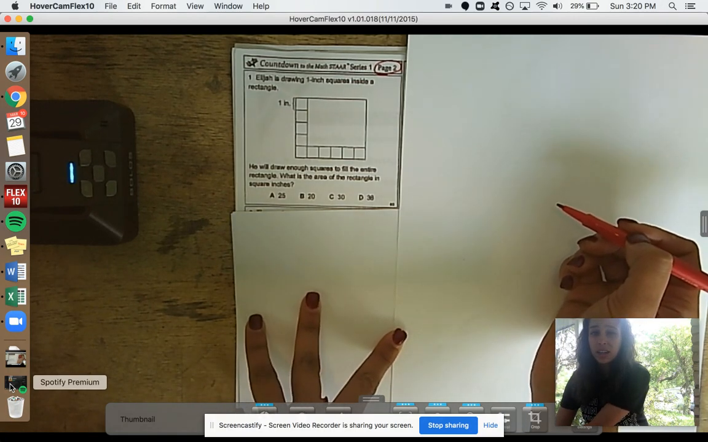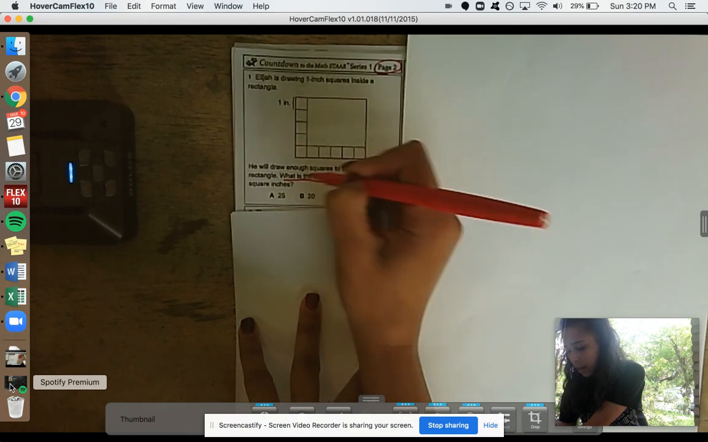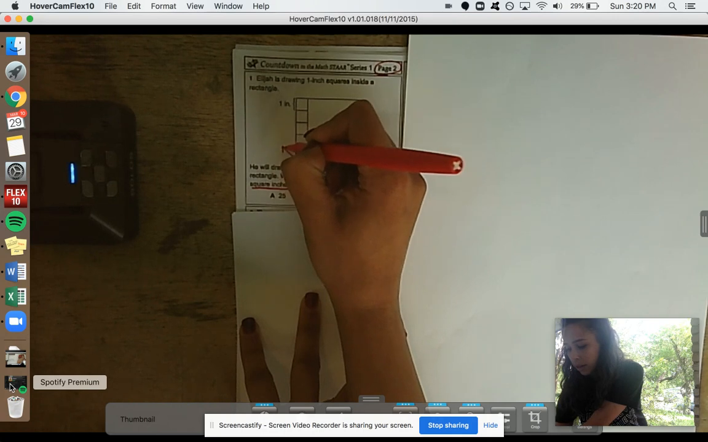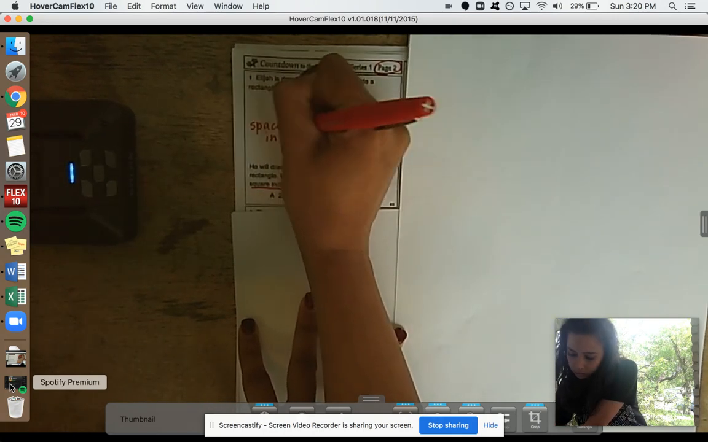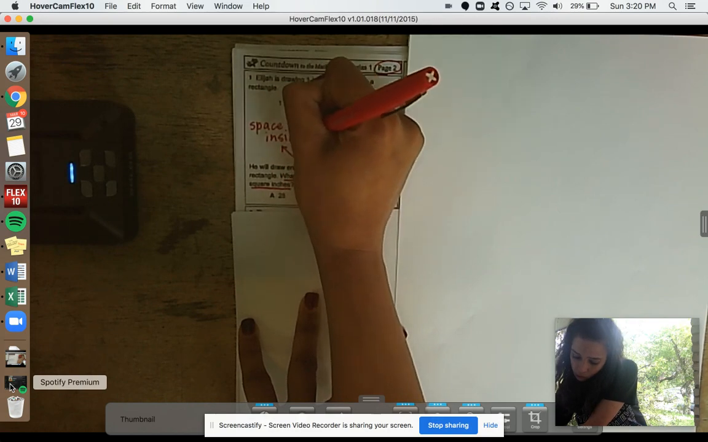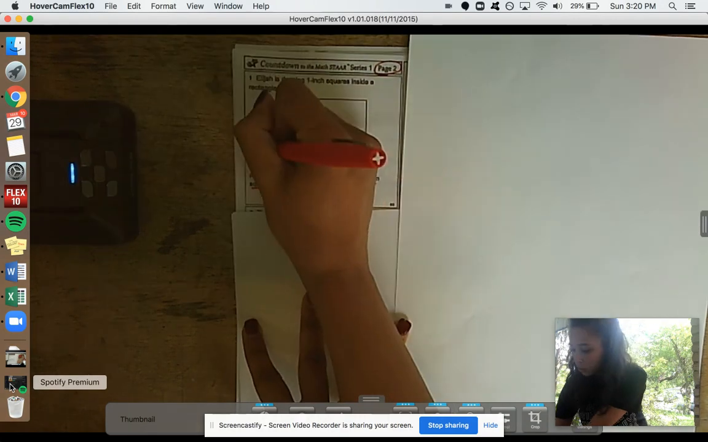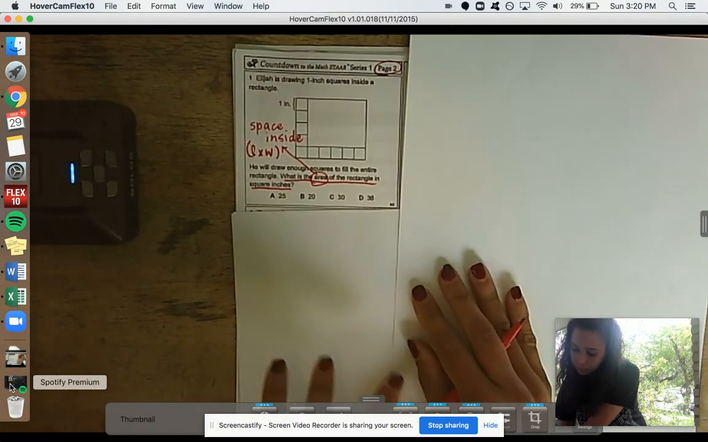I'm going to go ahead and underline the question and mark up the problem. I know when I see the word area, I'm looking for the space inside of a shape. So I'm going to write a quick note over to the side that I'm looking for space inside. I know the formula to find the space inside, and that's length times width. So I'm going to also write length times width over to the side.